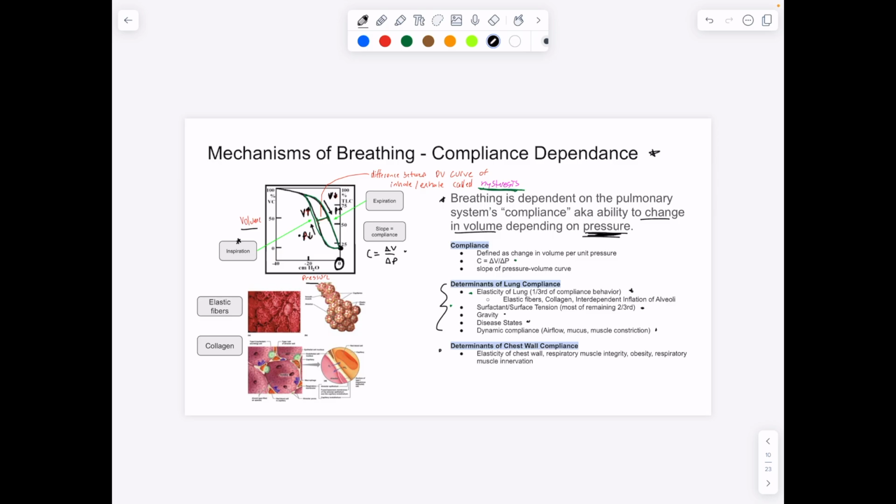All right, and then for chest wall compliance: elasticity of the chest wall, how intact your respiratory muscles are, whether or not you have extra weight on, obesity, and then whether your muscles are properly innervated. All right, so these are the factors that affect compliance.